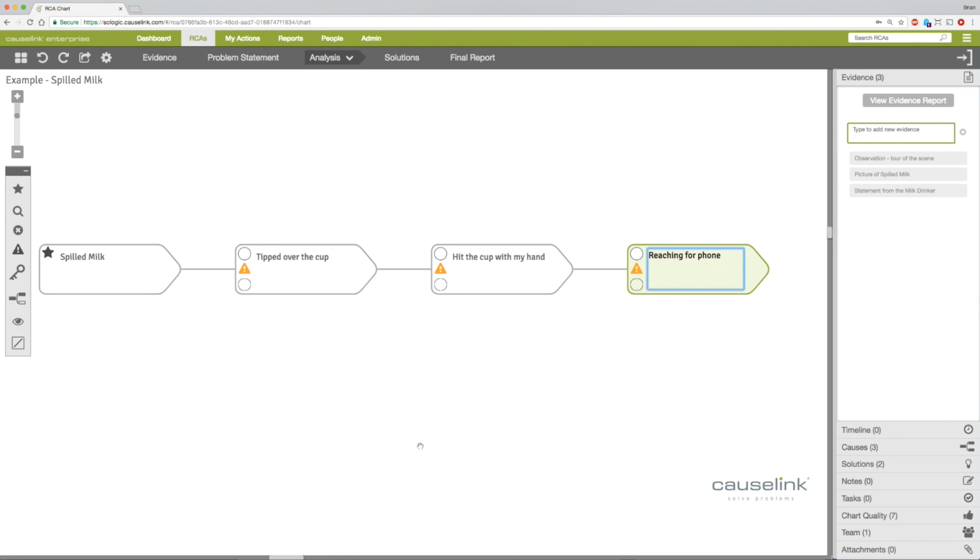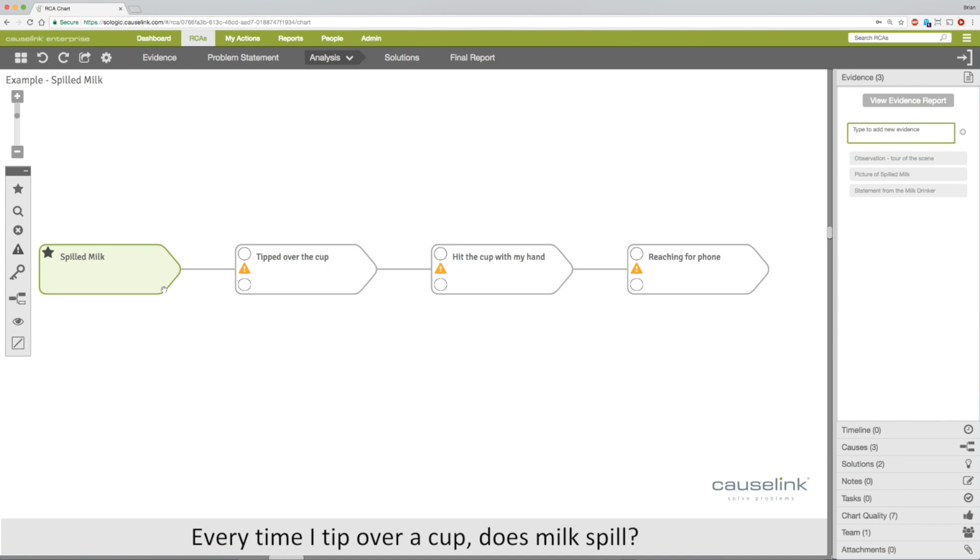Okay, let's take a closer look at the focal point. We said the milk spilled because I tipped over the cup. But every time I tip over a cup, does milk spill? No. So I must be missing something. To find the missing cause, we treat it like a math problem with a missing variable.